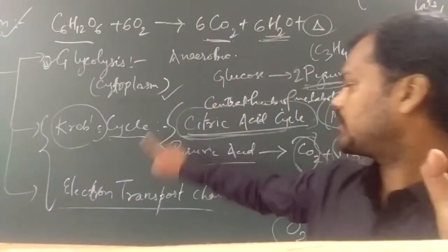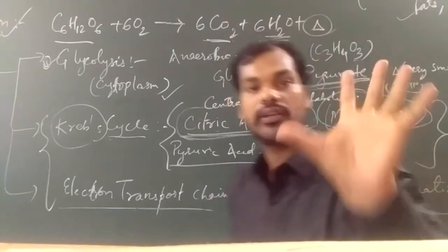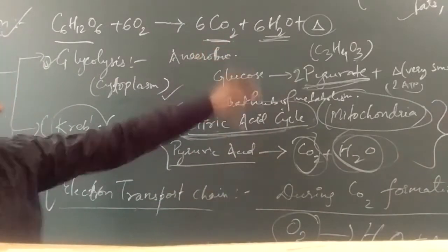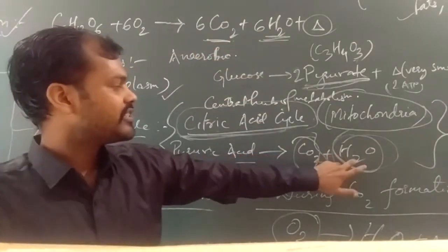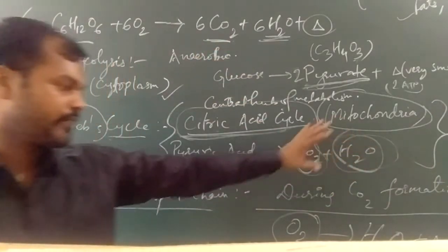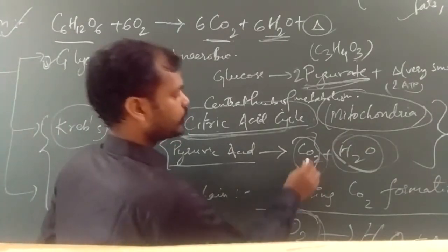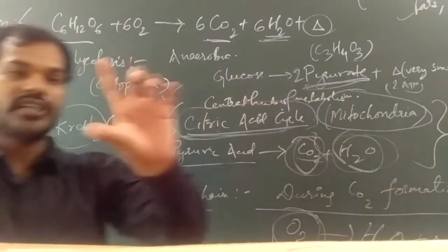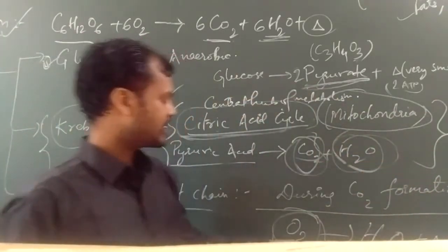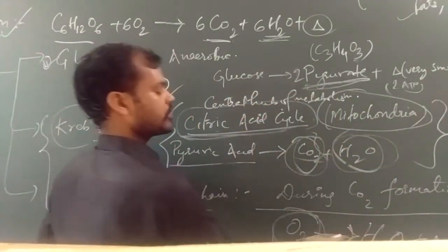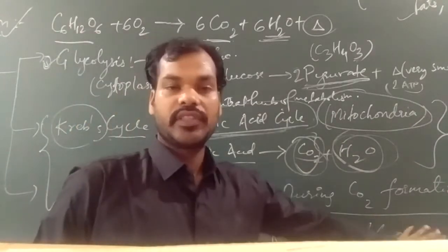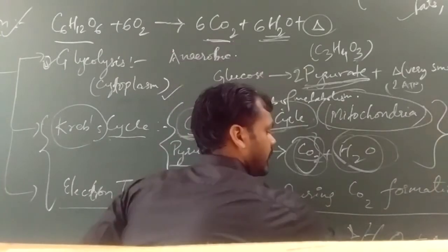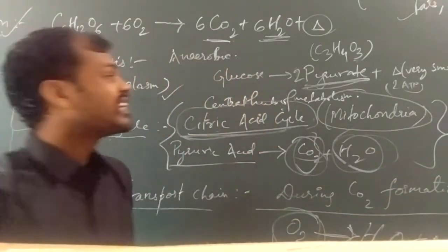Without the Krebs cycle, this electron transport chain cannot occur, because only in the Krebs cycle, when the pyruvic acid is broken down, it releases CO2 and water. During CO2 formation, electrons are removed and accepted by the oxygen molecules to give you water, and a large amount of energy is also released.